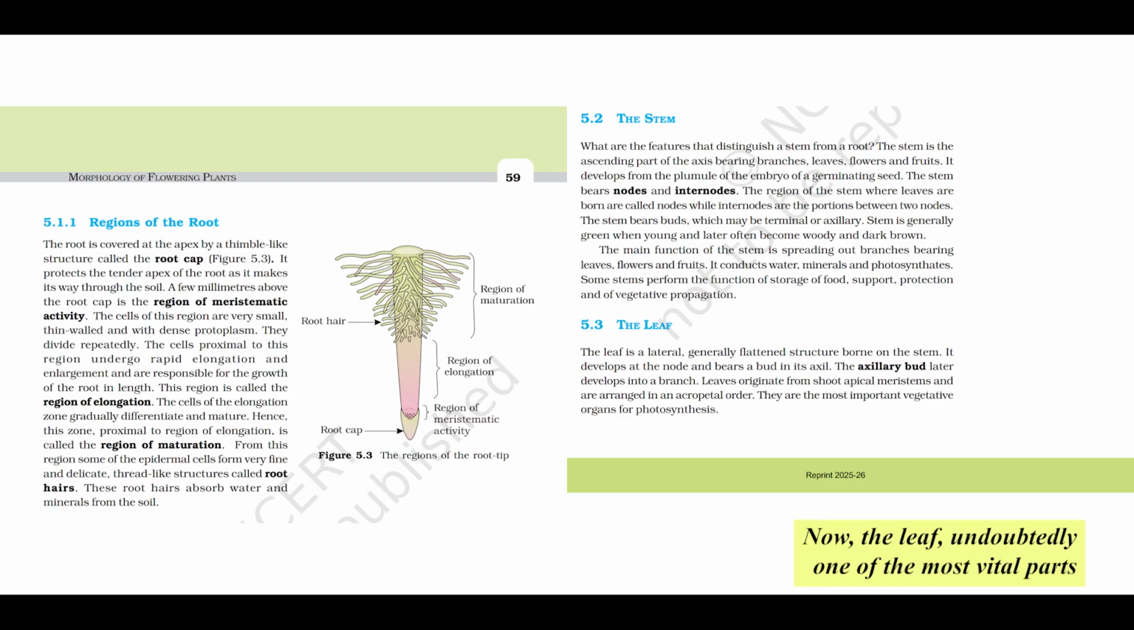Now, the leaf, undoubtedly one of the most vital parts of a plant, truly the powerhouse of photosynthesis, where the plant harnesses the sun's energy. Could you elaborate on its general features, its intricate structure, and the fascinating patterns it displays? You're absolutely right. The leaf is central to a plant's very existence.